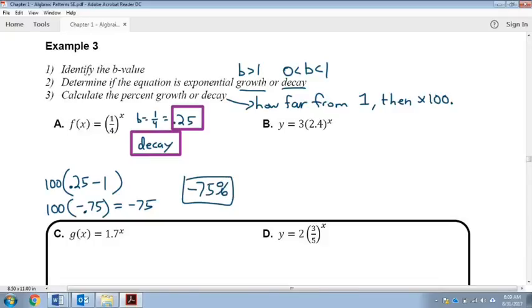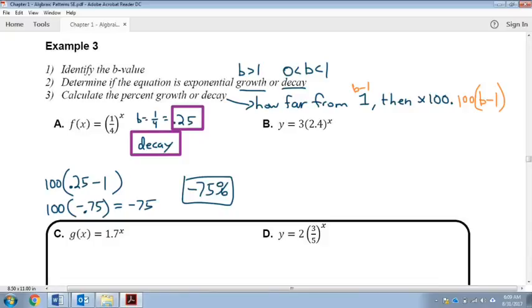Okay, and so I should explain that from up here. So how far from 1? We need to take b. This means to take b and subtract 1. So overall, we're going to do b minus 1 to get the difference, and then we're going to multiply it by 100. Okay?